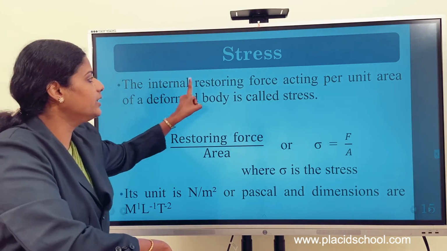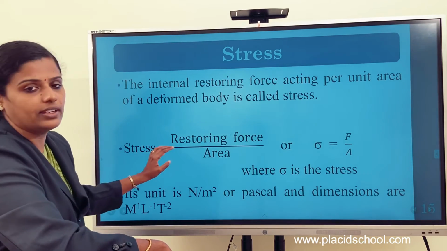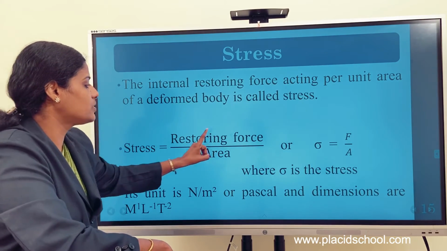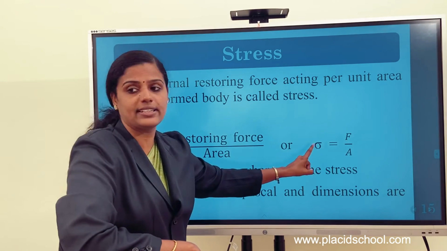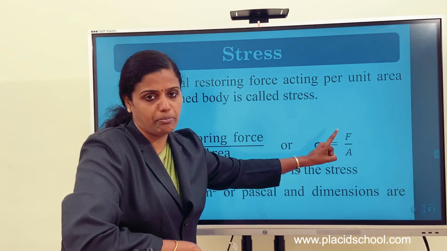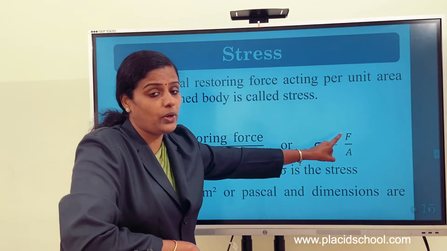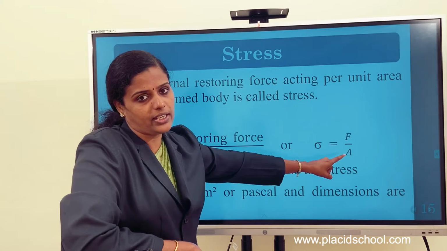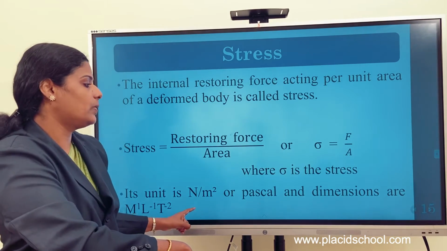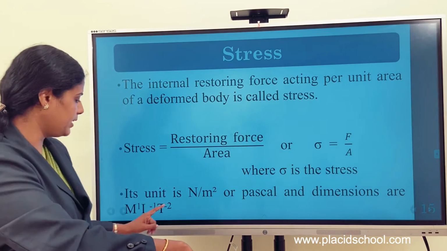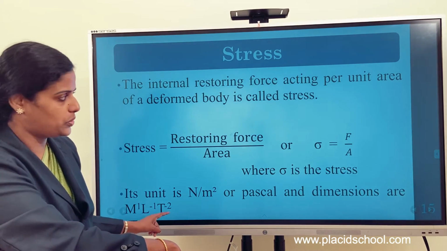It is the internal restoring force acting per unit area, and we can define it as restoring force by area. Stress is denoted by the letter sigma, equal to F by A. The unit of force is Newton, and for area it is meter squared, so its unit is Newton per meter squared. The dimension is also important: M L raised to minus 1 T raised to minus 2.